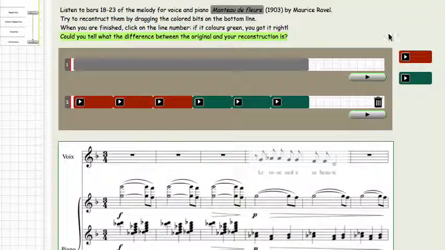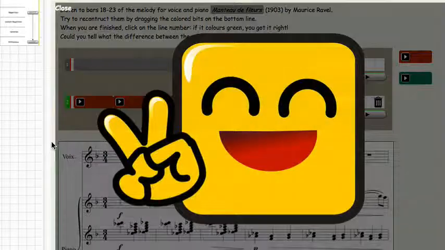We have one last thing to do now, just to check out if our yellow friend is there, and he is. So everything is all right.